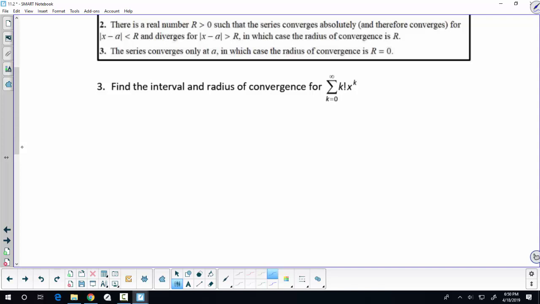Let's find the interval and radius of convergence for k factorial x to the k. So the test for convergence we use here is what? The ratio, because of the factorial. So we're going to compute the limit of the ratio as k approaches infinity. Take the absolute value of the k plus 1 term, multiplied by the reciprocal of the kth term.